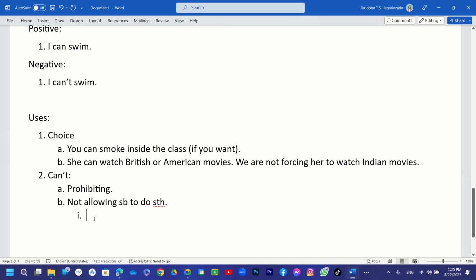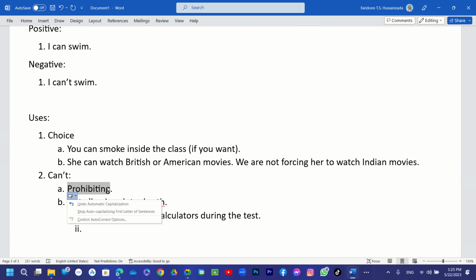So what can that teacher say? He or she can say, you can't use any calculators during the test. Done. That is very easy, right? So the same with any other sentence that you want. But be careful that can't in negative form shows prohibiting something or not allowing people to do something, and can in the positive one shows a choice to a person. Any questions till now?